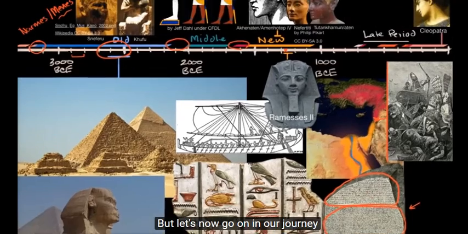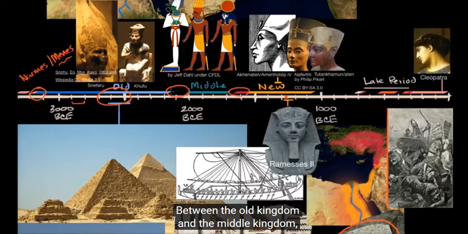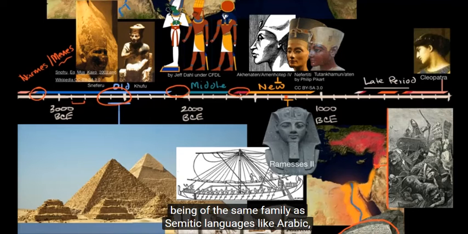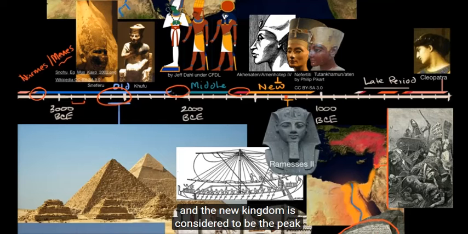But let's now go on in our journey through thousands of years of ancient Egyptian civilization. Between the Old Kingdom and the Middle Kingdom, you have the First Intermediate Period. Then you have the Middle Kingdom. And then you have the Hyksos, who are Semitic people, Semitic referring to their language being of the same family as Semitic languages like Arabic or Hebrew or Aramaic. But then you have the New Kingdom. And the New Kingdom is considered to be the peak of ancient Egypt. It's really the height of their technology. It's the height of their military capability.